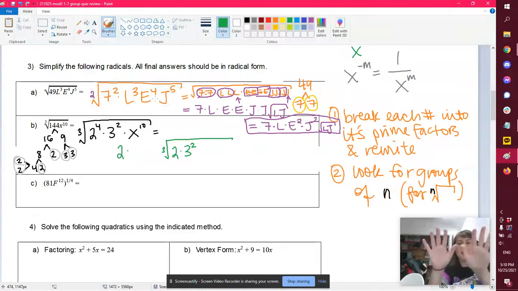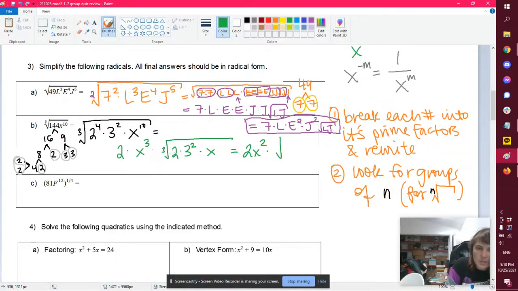I've got 10 x's. I've got a group of 3 here, a group of 3 here, and then a group of 3 here. So I've got 1, 2, 3 groups of 3 with 1 left over. So my 1 leftover stays here, and my 3 come out. And then I'll simplify a bit. I'll say 2 times 3 times 3 is 18. So this is definitely a 3.